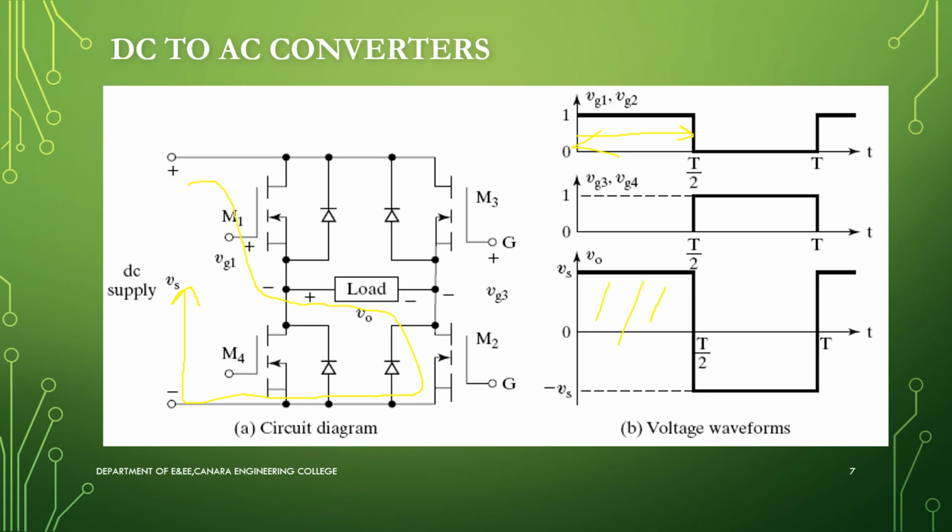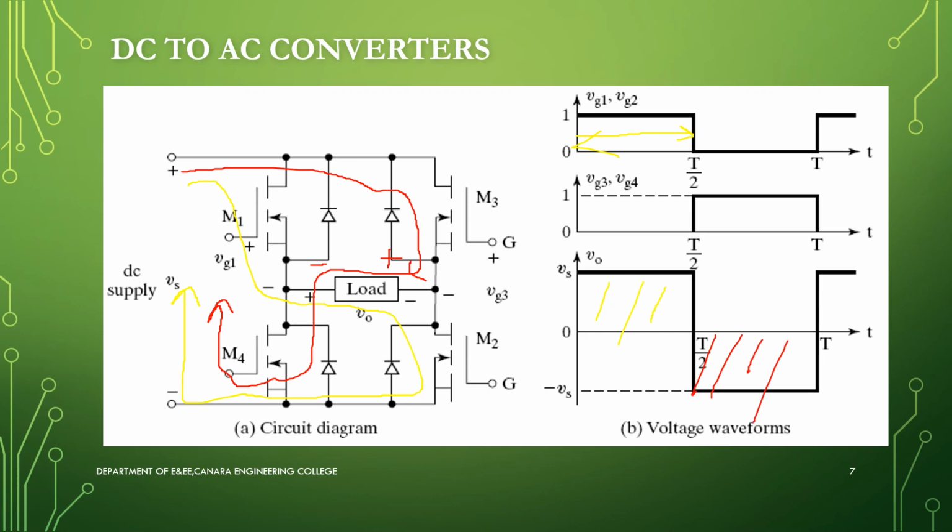Next, when M3 and M4 are triggered, or you have applied the gate signal, DC is the same, right? It will not change the direction. So current flows like this. This conducts through the load, M4, and this way up. So through the load, it is flowing in this direction. So this is plus and this is minus. That's why you can see here it is in the negative direction.